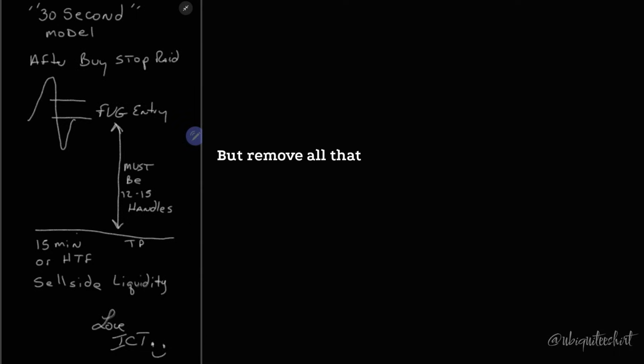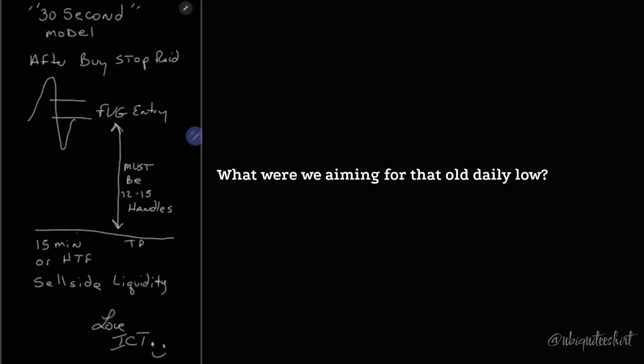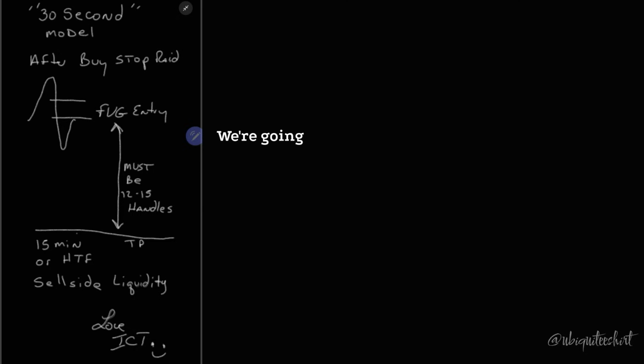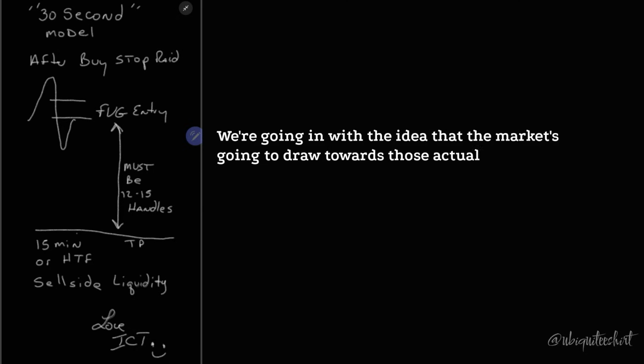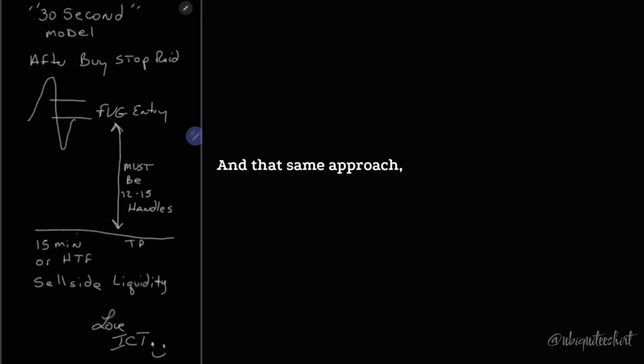But remove all that and think about what I teach you on the market reviews and commentaries on the Euro Dollar. What were we aiming for? That old daily low. That's not support and resistance. That's liquidity. We were aiming for a move below the low. That's not support. We want to see it go down through it. We're targeting to it and through it. That is not support and resistance. We're going in with the idea that the market's going to draw towards those actual orders that will be resting below an old low, or above an old high if we're bullish. And you stick with that idea until proven clearly that you're wrong. And that same approach, you use it on every time frame.